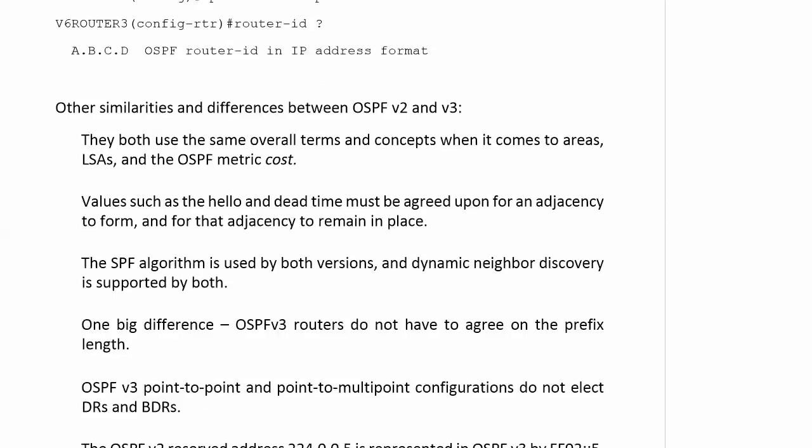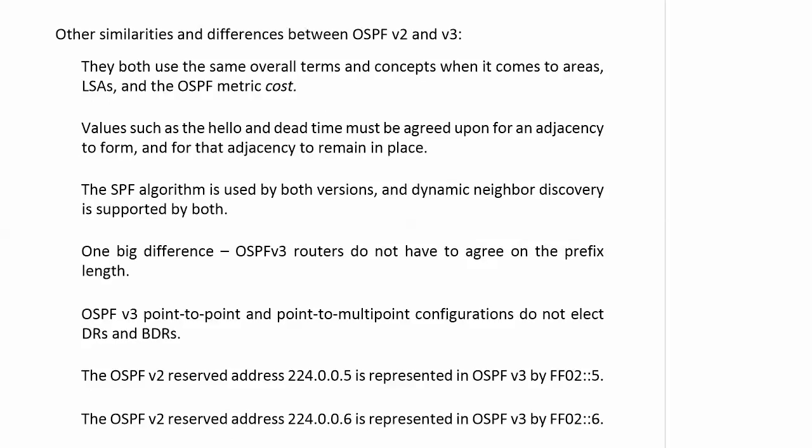Let's look at some other similarities and differences between our two versions. They both use the same overall terms and concepts when it comes to areas, to LSAs, and the OSPF metric cost. Values such as the hello and dead time, again, do have to be agreed upon for an adjacency to form and for that adjacency to remain in place. The SPF algorithm is used by both versions. Dynamic neighbor discovery is supported by both.